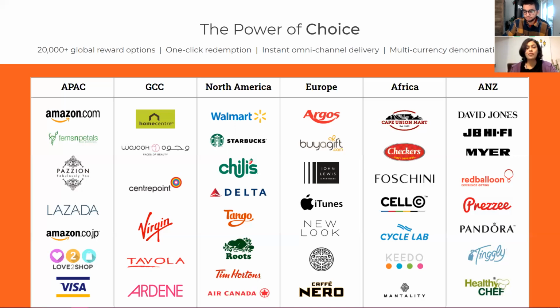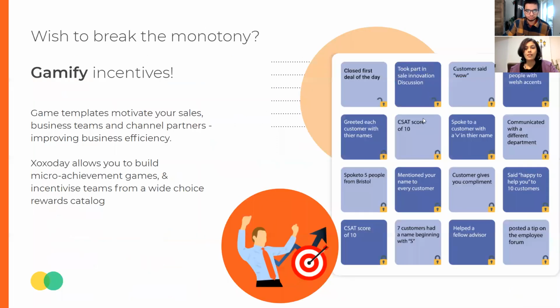So we give you a bunch of options, and this is the country wise breakdown, and these are just a couple of examples out of the many that we have. A few other benefits are omni-channel delivery, wherein digital delivery is the most used means right now, and one-click redemption, like I said. So there's hardly any wait time, and multi-currency denomination, meaning you can redeem rewards in the currency of the country that you currently reside in.